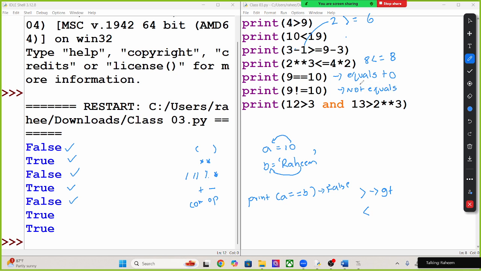Not equals means here we are checking whether 9 is not equal to 10. For equals to, we use two equal signs. For not equals to, we use an exclamation mark and the equal sign. Now you tell me, 9 is not equal to 10, right? Then it prints true. Did you understand?